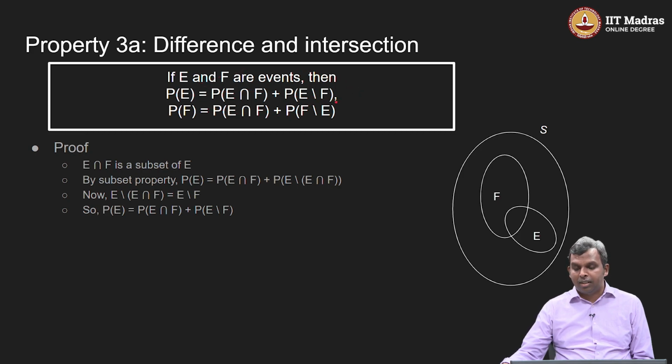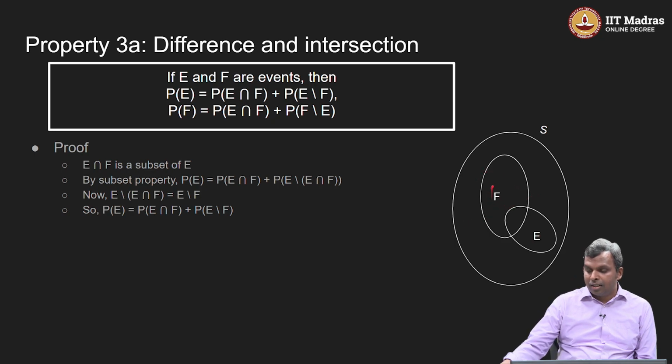And you can think about why this is true. It's sort of intuitive as well, right? So probability of F is probability of E intersect F, both E and F happening, and then F happening alone without E, okay. Either both E and F happened or F happened without E, okay.